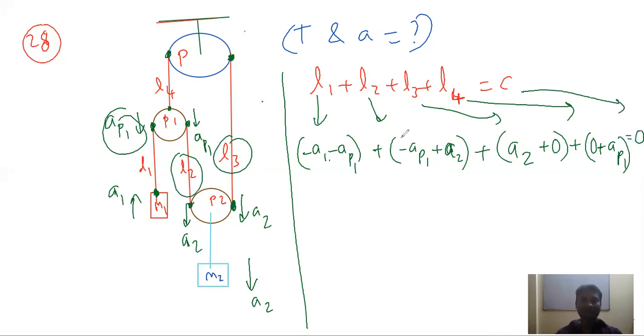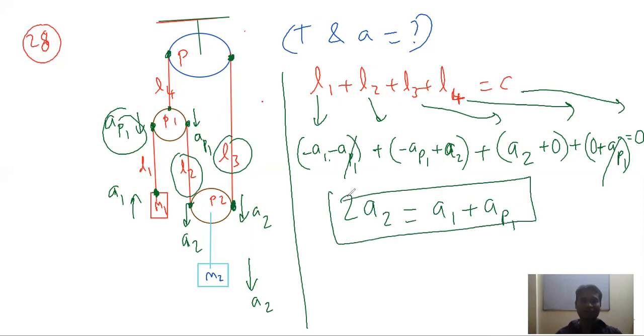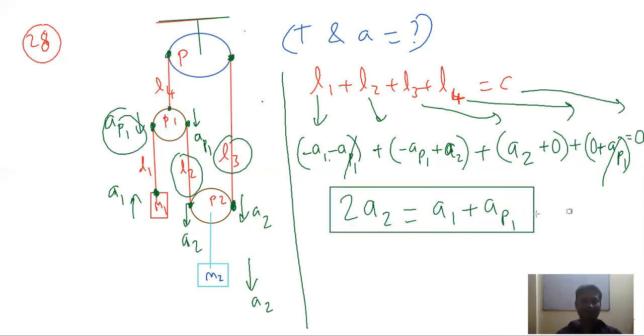So for our string constraint relation, minus AP1 plus AP1 cancel. So we'll get 2A2 equals A1 plus AP1. So this is the equation for string constraint. I hope now you understand the string constraint equation perfectly. Once you get the string constraint equation, Newton's law equation is easy itself. We have done it multiple times.